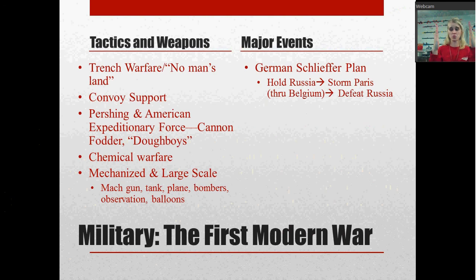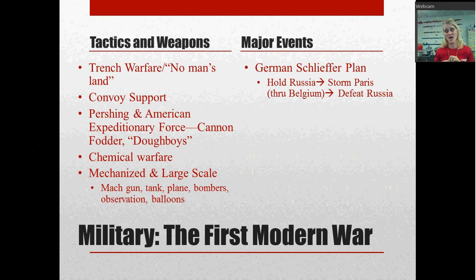So they were fighting this war on two fronts, right? In Russia and in France, okay? Their job is like, okay, we want to hold Russia back and storm through Paris, called the Blitz, right? Where they want to run in through Belgium into Paris, overtake France, defeat France, and then go back and defeat Russia.